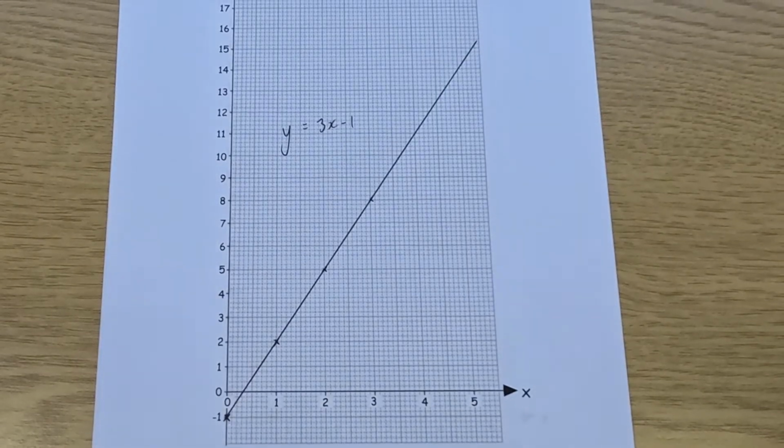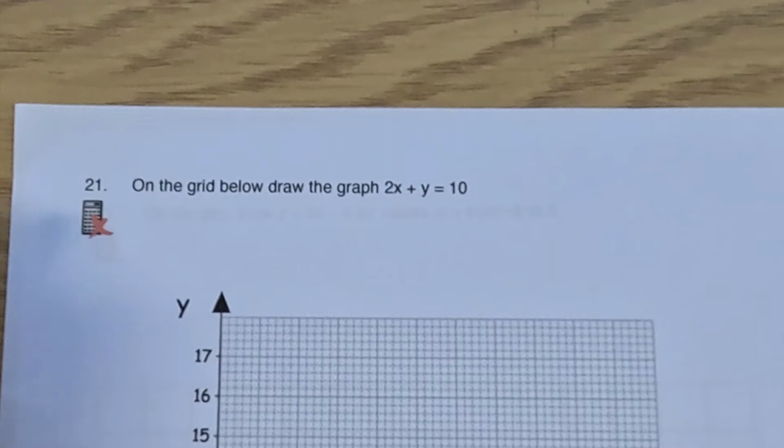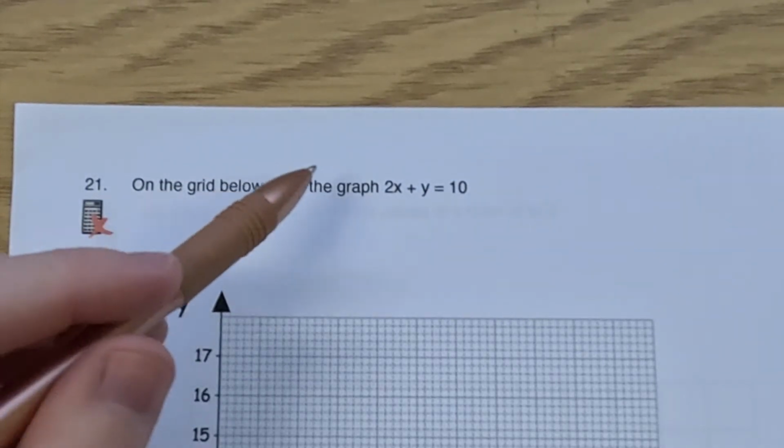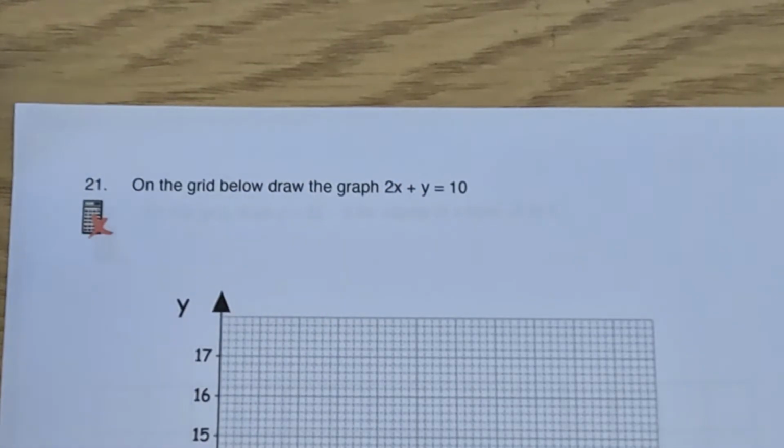Okay, let's have a look at our next question, question number 21. So question number 21 says, on the grid below, draw the graph of 2x plus y equals 10. And so we want to draw the graph of 2x plus y equals 10. So there's a few different ways we could do this question.